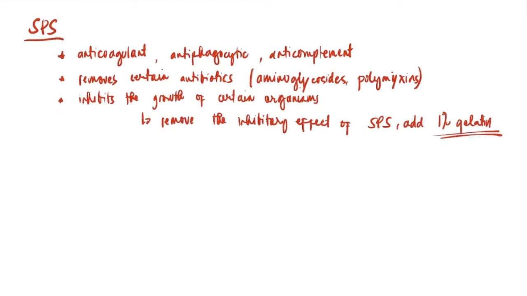Again, I have mentioned already examples of organisms that are inhibited by SPS: Streptococcus anaerobius and Gardnerella vaginalis. Okay?